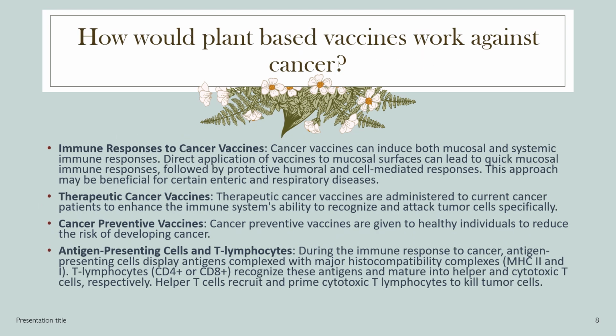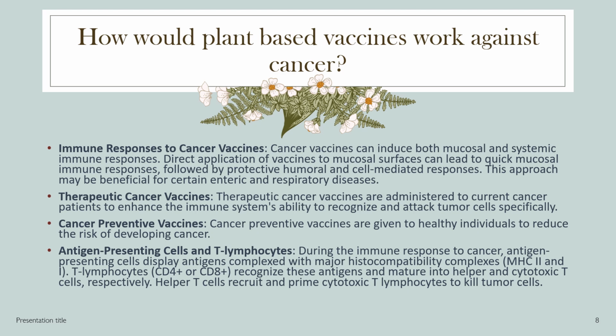But regardless of that, I wanted to highlight four different ways that I found very interesting of plant-based vaccines working against cancer. The first one would be the immune response to cancer vaccines, where these vaccines would induce both mucosal and systemic immune responses. And the direct application of these vaccines to mucosal surfaces could lead to a quick mucosal immune response, followed by a protective humoral and cell-mediated response.